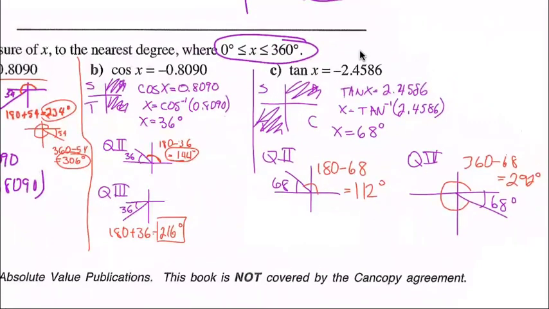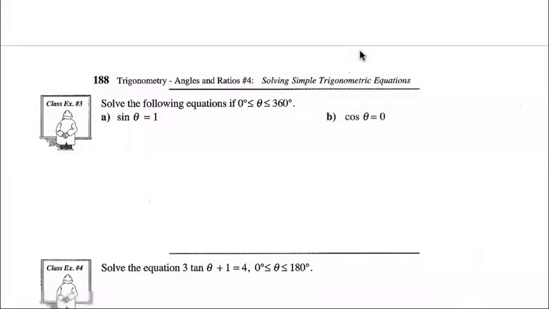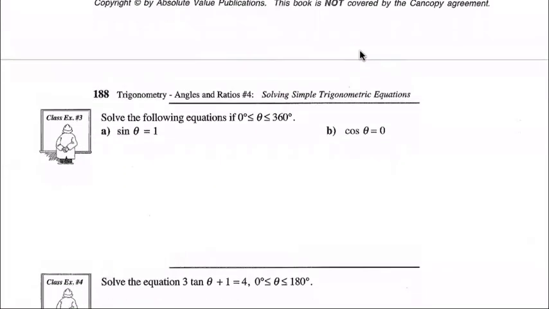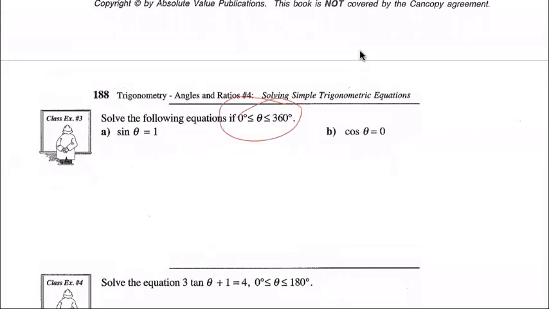Like I said, it's not super difficult. It's just very stepwise, and you really have to pay attention to the steps that you're doing. Okay. Over the page, example number 3. Solve the following equation if theta is between 0 and 360 degrees, where sine theta is equal to 1.